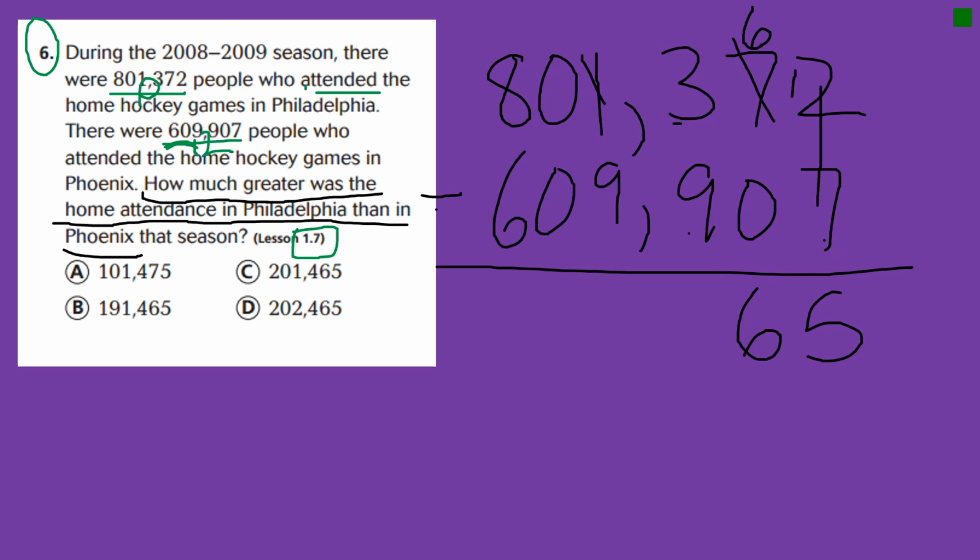3 minus 9. Uh-oh. Regroup again. Goodbye, 1. Now you're 0. I give 1 to the 3, so that's 13. 13 minus 9. There's 9, 10, 11, 12, 13. That's 4.